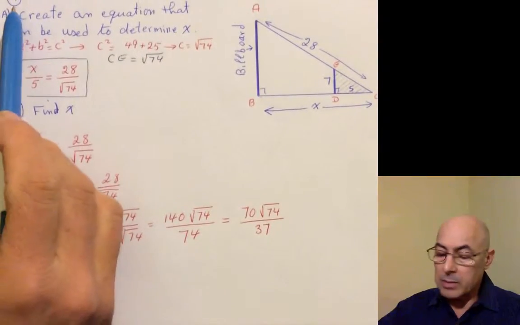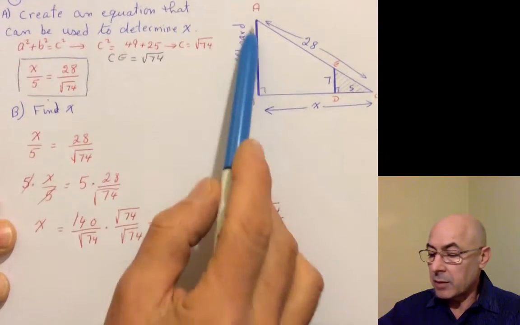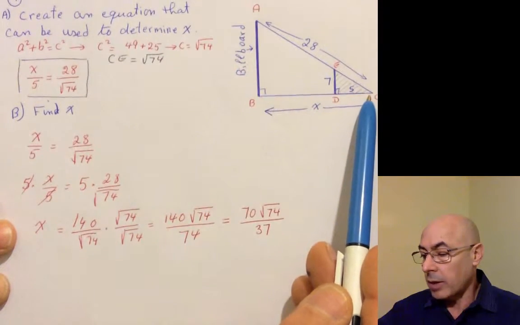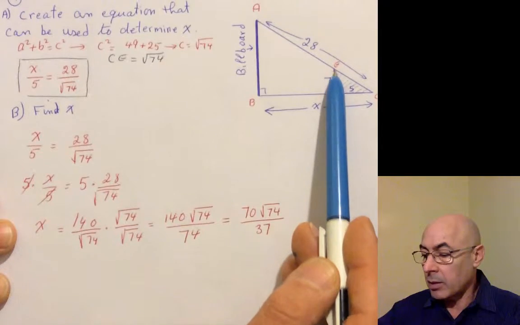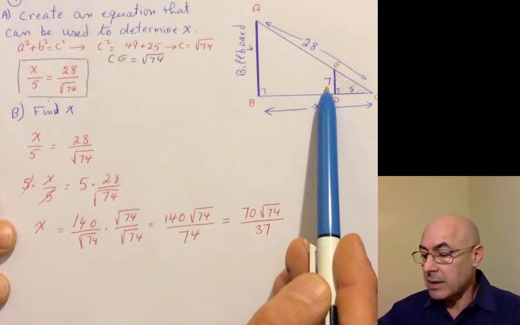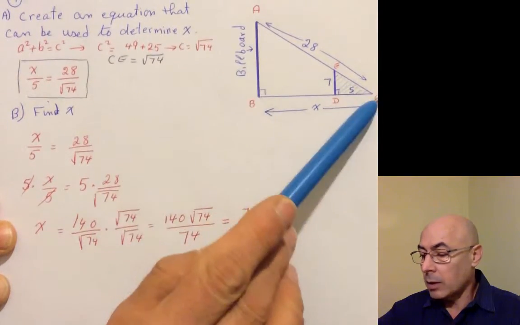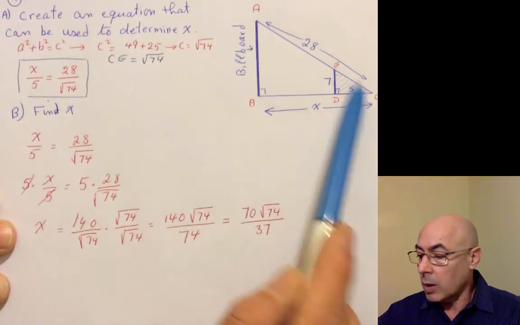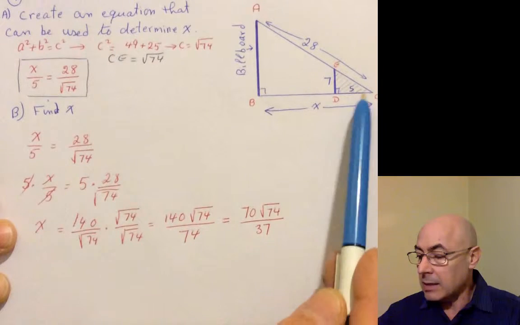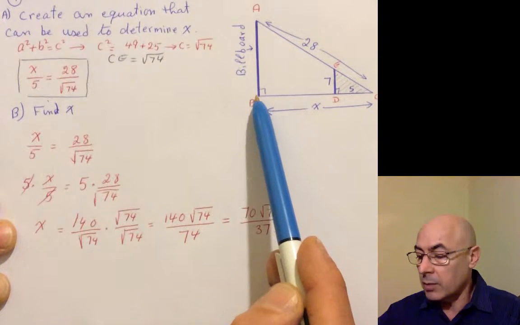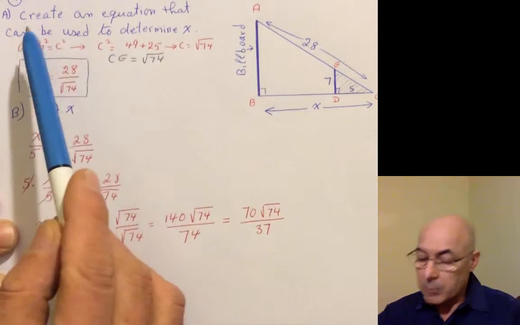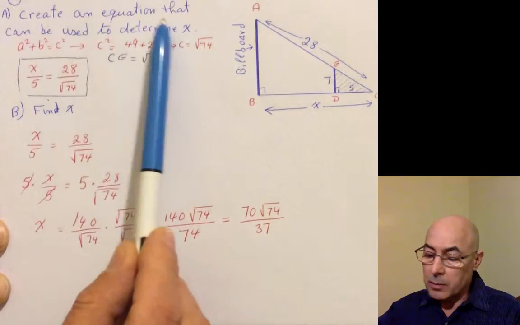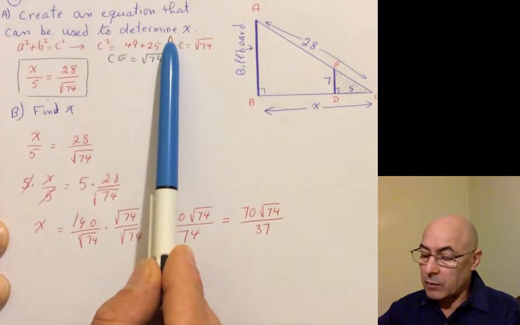Hi. On problem 7, the figure is given, representing a billboard supported with a wire hooked to the ground at point C. Then we have another post here, which is 7 feet, and the wire here is 28. And this point C, where that wire is hooked to the ground, is X away from the base of the billboard. And the first part of the question: create an equation that can be used to determine the value of X.